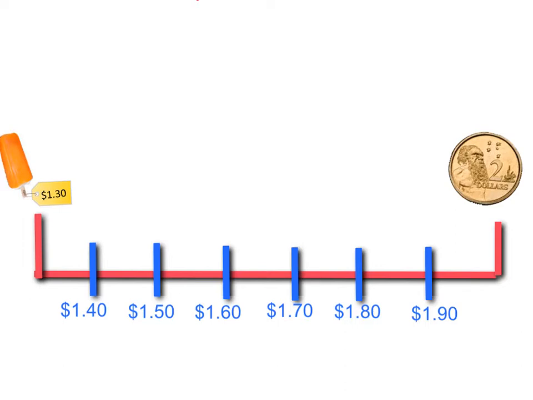So let's start. At the cost of our ice block, I'm going to go 10 cents up to $1.40, another 10 cents to $1.50, another 10 cents to $1.60, another 10 cents to $1.70, another 10 cents to $1.80, another 10 cents to $1.90, and I'm pretty close. I know that if I add another 10 cents, I'm going to be at $2.